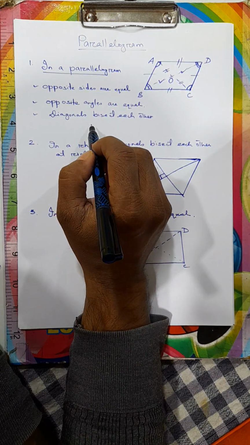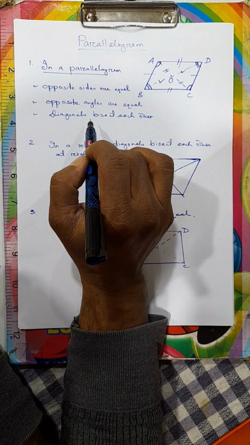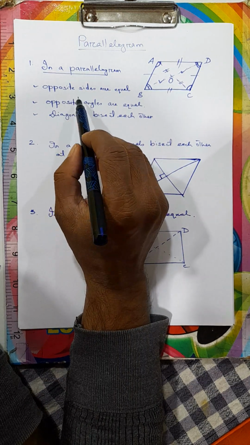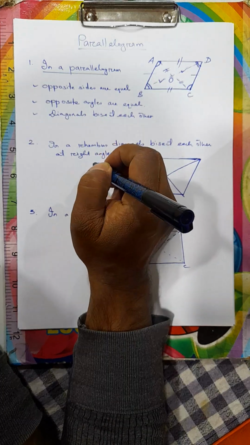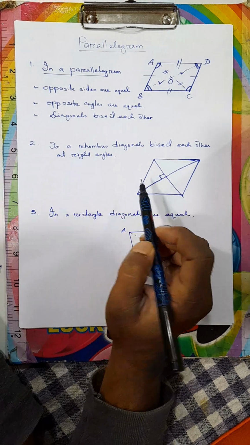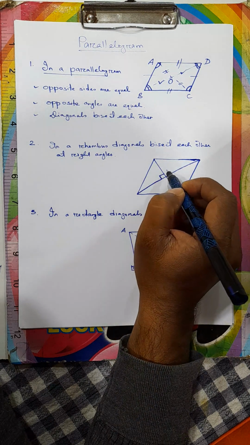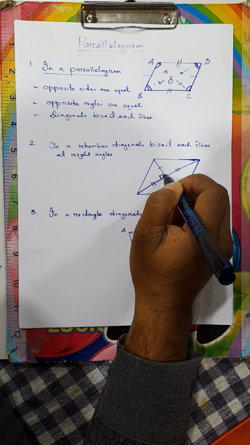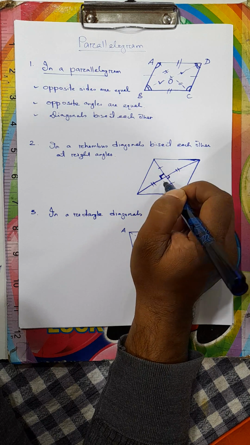So if in a quadrilateral you can prove that diagonals bisect each other, that means it is a parallelogram. Or if you can prove that opposite angles are equal, it is a parallelogram. If opposite sides are equal, then it's a parallelogram. Then we find that a rhombus is also a parallelogram in which all sides are equal. Then we prove that in a rhombus, diagonals bisect each other at right angles. That means this part equal to this part, this part equal to this part, and the angle between the diagonals is a right angle, right? Diagonals bisect each other at right angles.